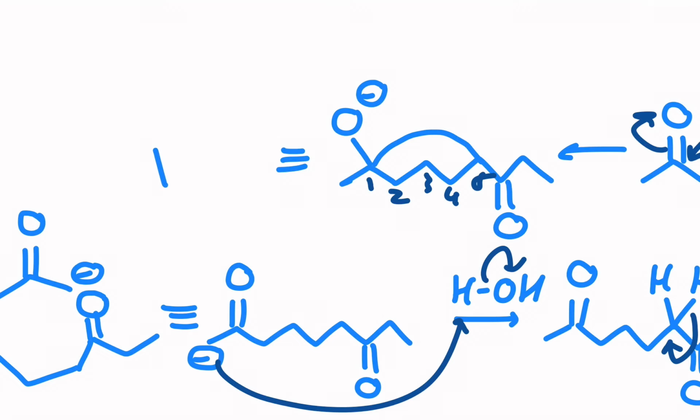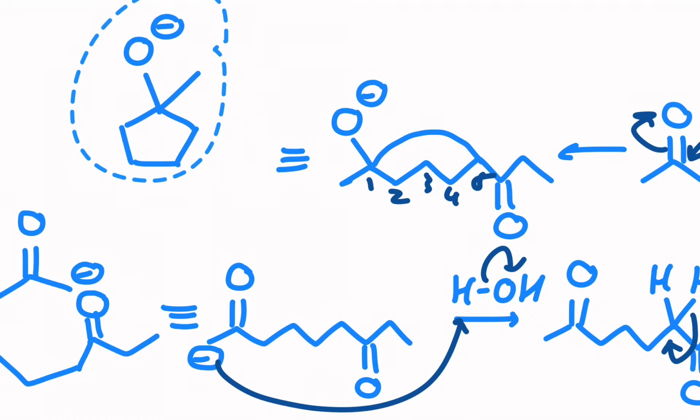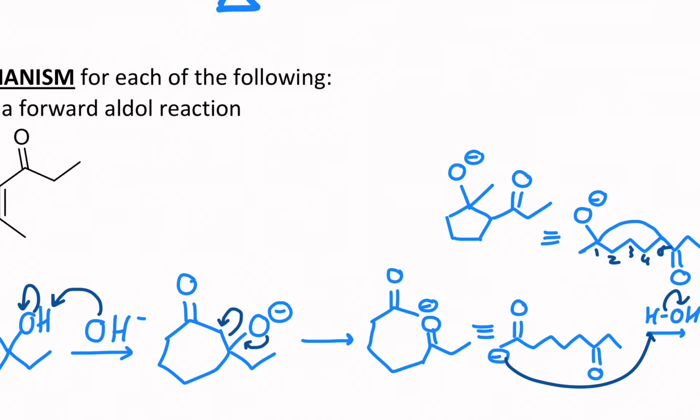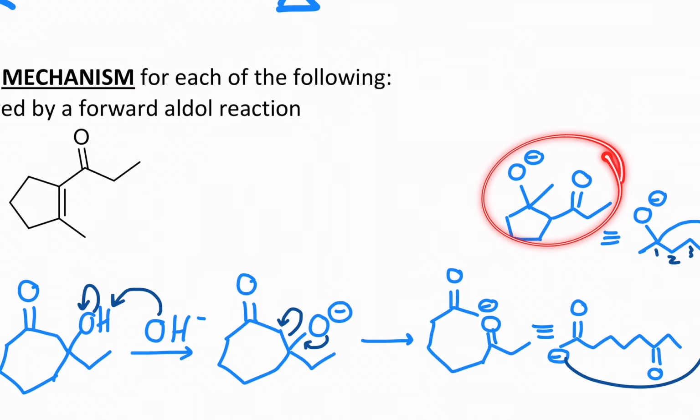So I'll draw a 5-membered ring. And I'll arbitrarily pick the carbon at the top to be carbon number 1. Carbon 1 has an oxygen anion on it, and it has another methyl on it, and it's also attached to carbon 2, which is attached to 3, 4, and then 5. 5 happens to have an ethyl ketone attached to it. So there's the rest. And now I can more easily see how this intermediate is going to become this.